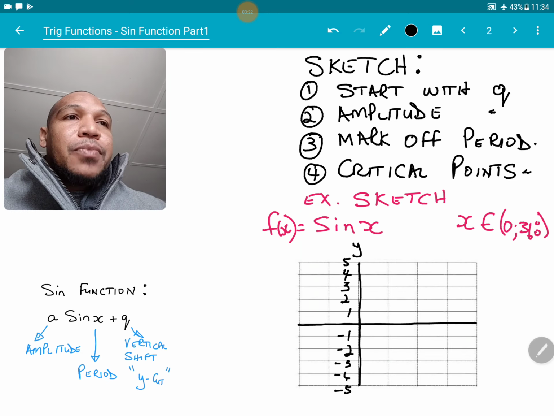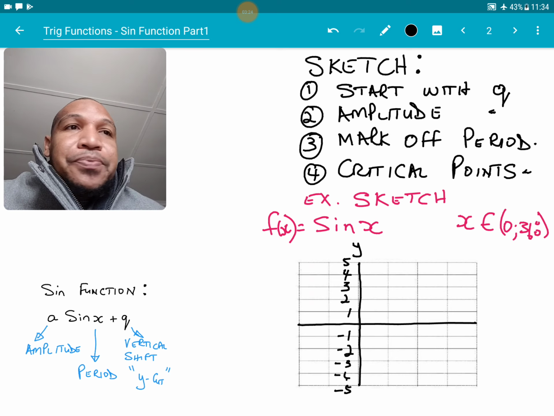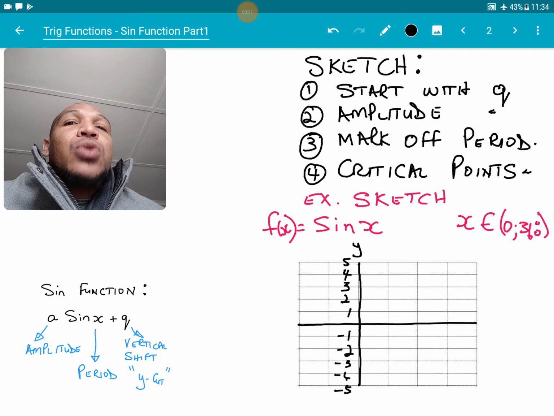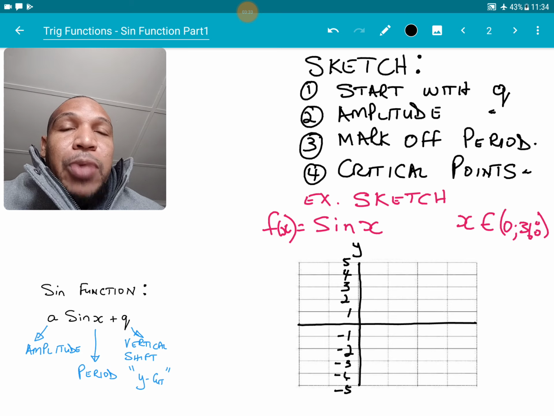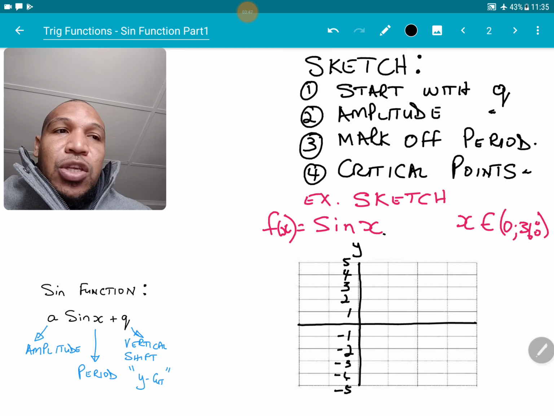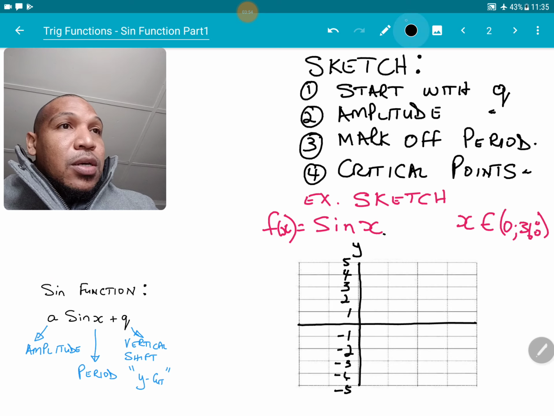So how to sketch our graph. We're first going to start with q, and then we're going to peg our amplitude, mark off our period, mark off our critical points, and then we're going to sketch. So let's have a look at this example. f of x equal to sine x, and we don't have any q there, so we know we're going to start at 0. So as we said, we're going to start with q. q is 0 in this case.